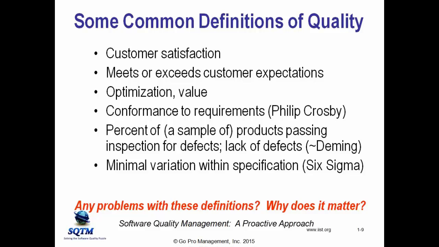The related statistical type of definition comes from Six Sigma, where Six Sigma talks about quality in terms of variation within a specification. Well, variation is something that is also related to quality. But if the specification is not right, variation within the wrong specification is the least of your concerns.